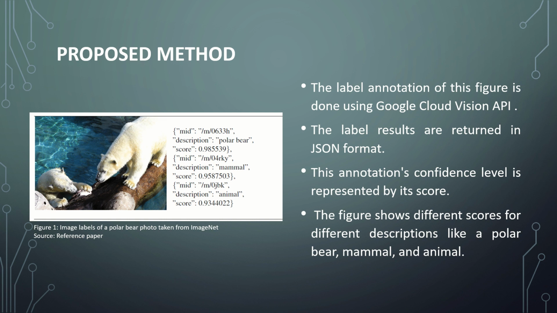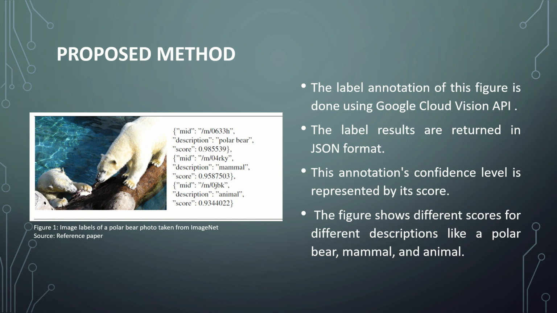Proposed method. The label annotation of this figure is done by using Google Cloud Vision API. The label results are returned in JSON format and as you can see in the figure, in the JSON record, the mid description and the score are the message ID, image annotation and the score of the annotation respectively. The score represents the confidence of the annotation.